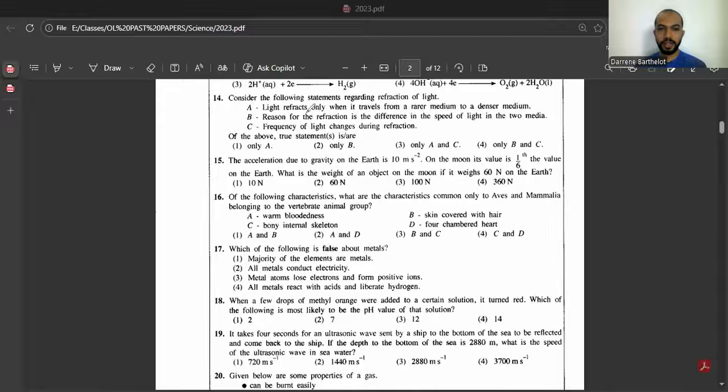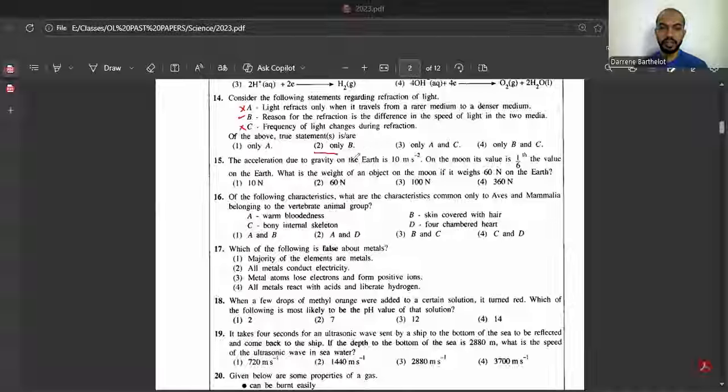Question number 14. Consider the following statements regarding refraction of light. Light refracts only when it travels from rare medium to dense medium. That's wrong. Light refracts when it travels from one medium to another. It can be dense and rare as well. Reason for the refraction is the difference in speed of light in two media. Yeah, that's correct. Statement C. Frequency of light changes during refraction. Wrong. Why is it wrong? As I told you in the previous paper as well, frequency only depends on the source, right? So frequency will not change during refraction. Only speed and wavelength will change during refraction. So only B is correct.